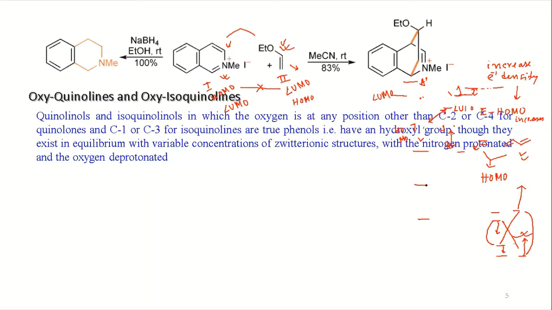In the dienophile, you have one bonding and another anti-bonding orbital. In the diene, you have a similar situation. You have now two bonding and two anti-bonding. In this case, the gap between these two will be less than these two. Is it clear? Yes, sir. So that is the thing.